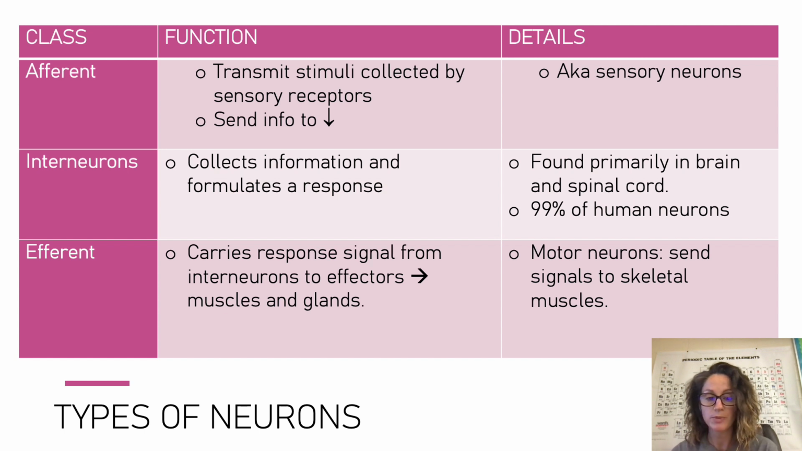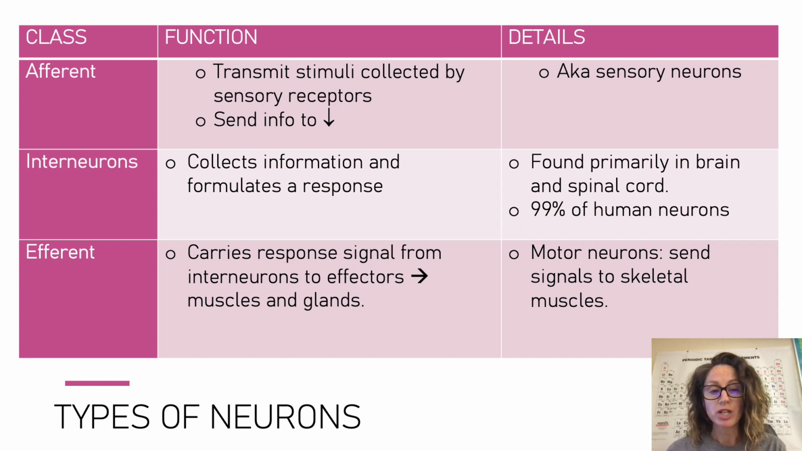So there's 3 types of neurons that we're going to talk about. We have afferent neurons, and their function is to transmit stimuli collected by sensory receptors. So they're collecting the information from those initial sensory receptors. So again, let's keep it simple with your hand in touch, they would be the neurons that are coming from your hand and going along your body. And they're also known as sensory neurons. So they are taking that information from the environment, so from your hand.